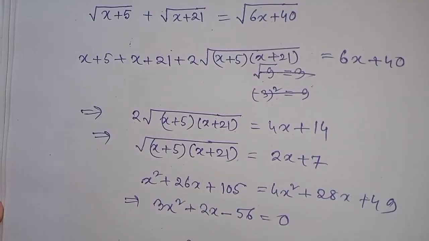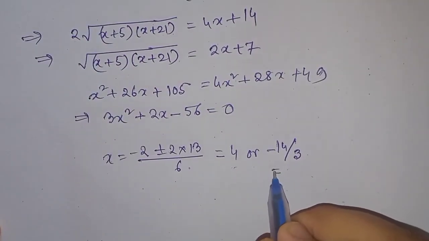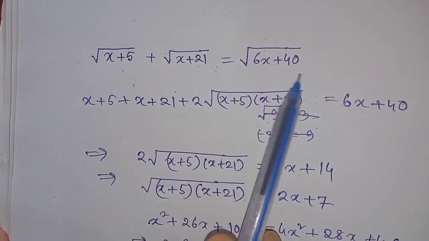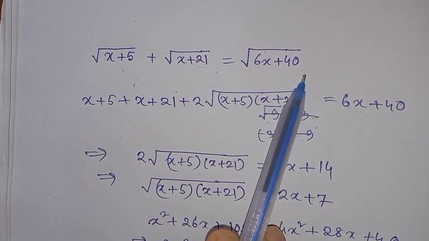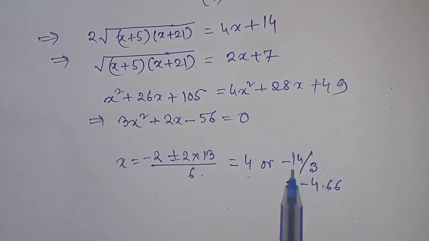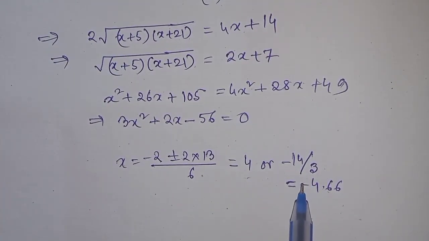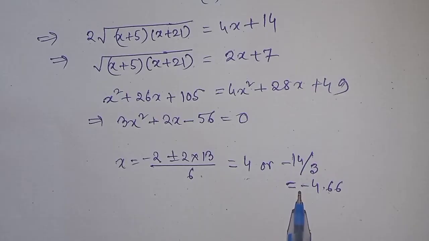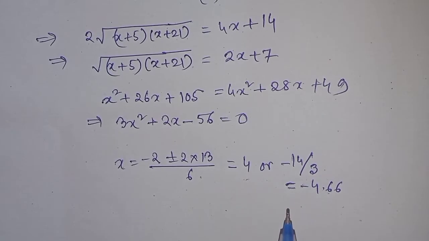of them is positive. For example, minus 14 by 3 is approximately equal to minus 4.66, so when you put this here, you will get that each of the numbers is positive. But I cannot conclude right then that minus 14 by 3 is the solution, because the most appropriate method is to put the values and check whether equality holds. I am just taking the domain, so you have to go one step further.